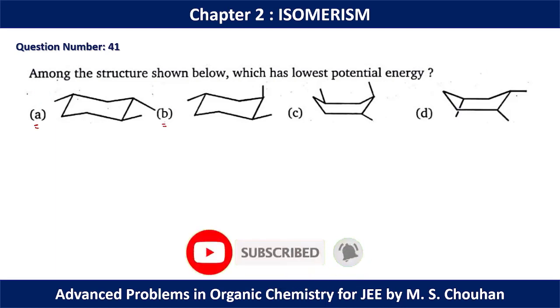Now, as we know, the more functional groups present in the equatorial position, the more stable the molecule, because if functional groups are present in the axial position, it will cause 1,3 diaxial interaction. In B we have one methyl group present in the axial position, which causes 1,3 diaxial interaction, so that is more unstable. Between A and B, A is the more stable conformation. That's why A will have the lowest potential energy among these four. So in question number 41, option A is the correct option.